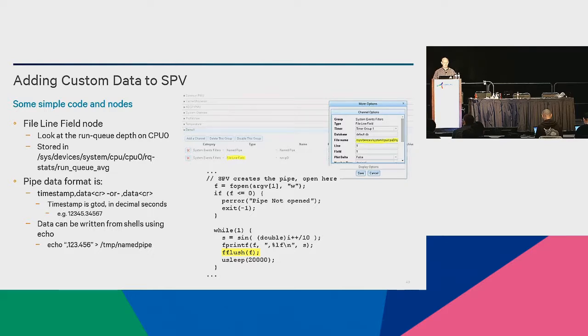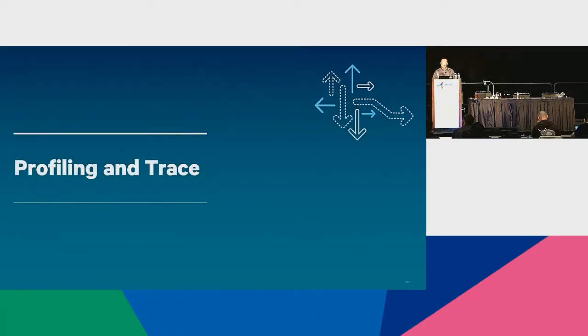The other option is the file line field. You can put in what file node you'd like to take a look at, what line number, how far down you want to go, and then how far over you want to go. And it'll pull that automatically or periodically and toss it into the file. Okay, so I have an example of that.